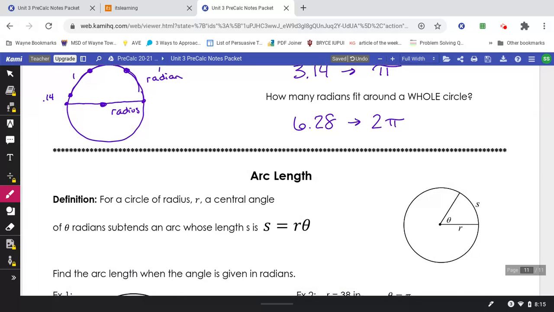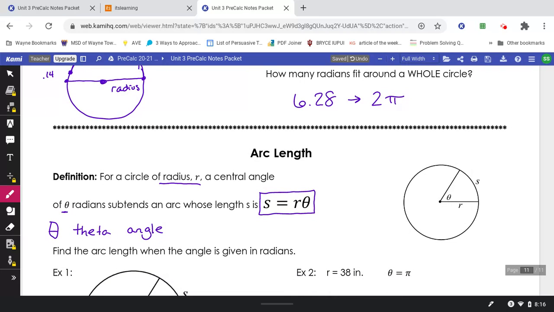For our lesson today, we're going to find the arc length. So you got your definition for a circle of radius r, so radius is r, a central angle of theta. So that right there is a Greek letter called theta, and it just represents an angle. Theta radian subtends an arc whose length is s. And then here's your formula, s equals r theta. So all we're going to have to do is multiply the radius times the angle.